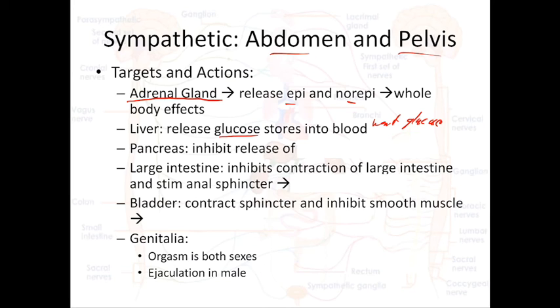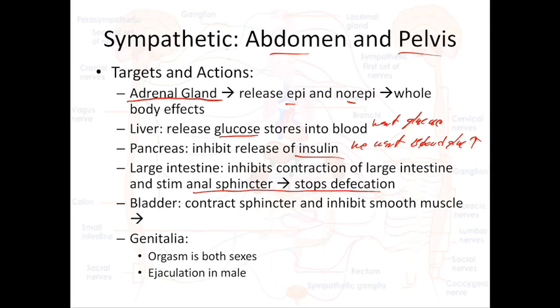Okay, the pancreas is going to be inhibited from releasing insulin, so it doesn't release insulin because insulin will cause blood sugar to go down. We want blood sugar to stay up. So we don't want the insulin to be increased to drop blood sugar, because we want it available for our brain mostly, but all over the place as well. So large intestine, we inhibit contraction of the large intestine and stimulate anal sphincter contraction.